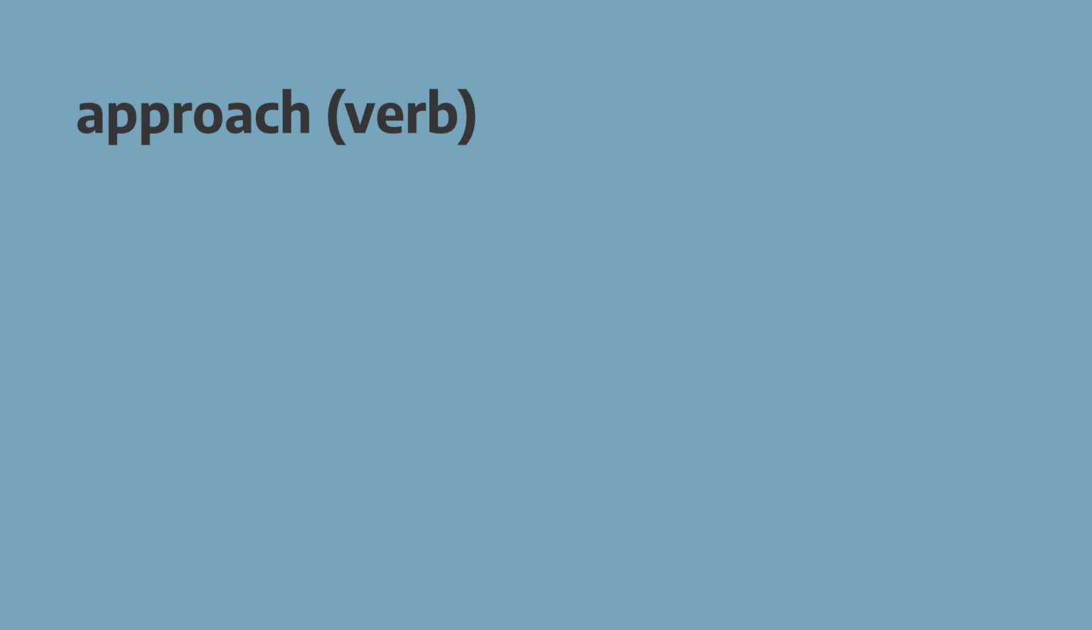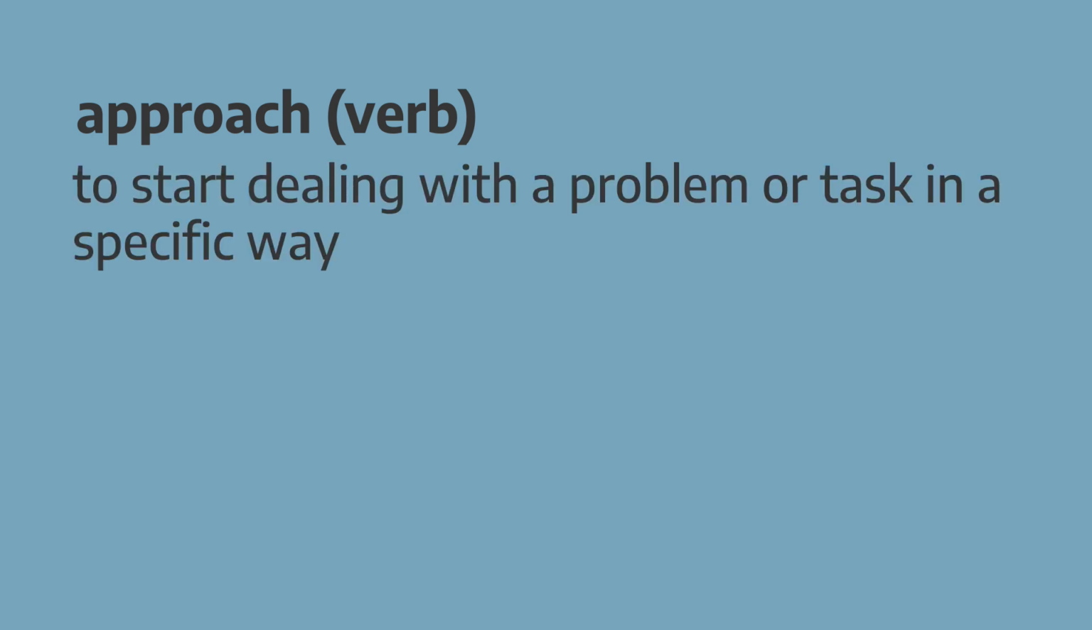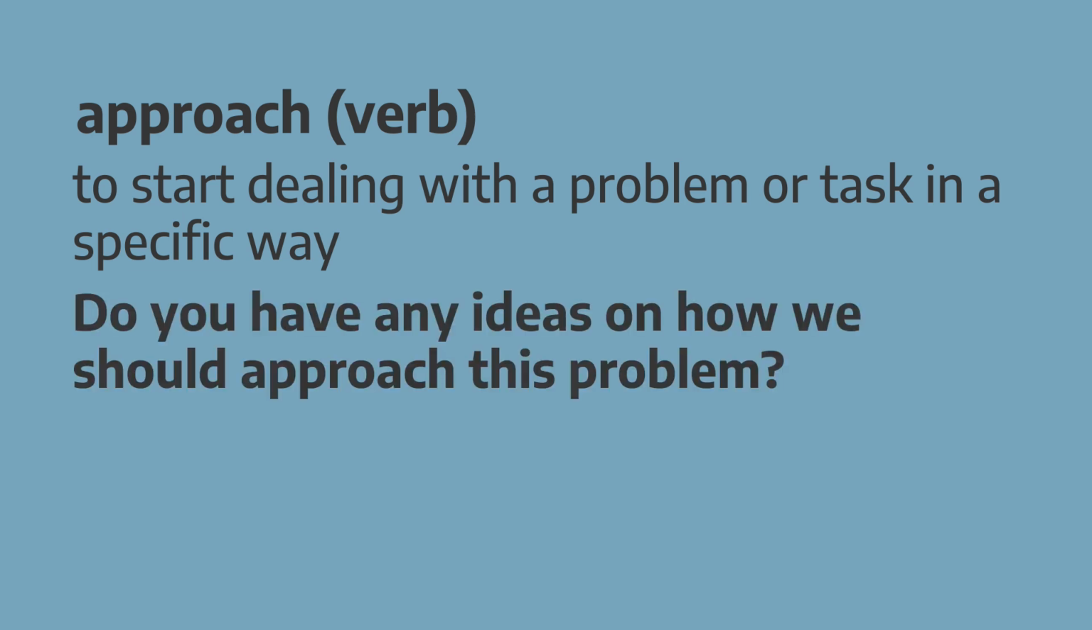Now let's get back to the lesson and look at different ways to use approach as a verb. We're going to look at two different meanings for the verb. And the first one is to start dealing with a problem or a task in a specific way. Let's look at some example sentences. Do you have any ideas on how we should approach this problem?